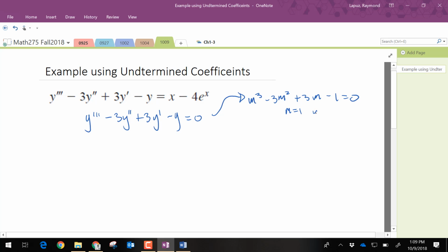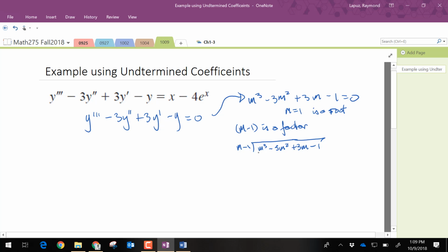m equals 1 is a solution, or let's call it a root. m equal to 1 is a root, so m minus 1 is a factor. And if m minus 1 is a factor, you can do a long division problem here: m minus 1 divided into m cubed minus 3m squared plus 3m minus 1. Remember long division? Or you could do synthetic division, whatever.